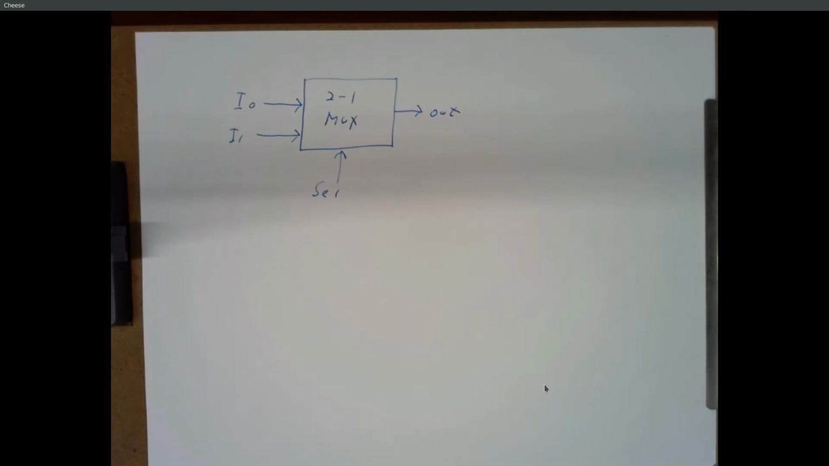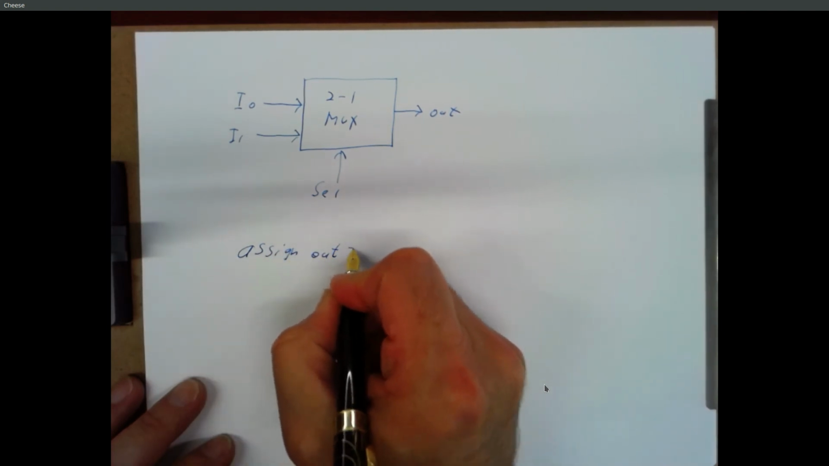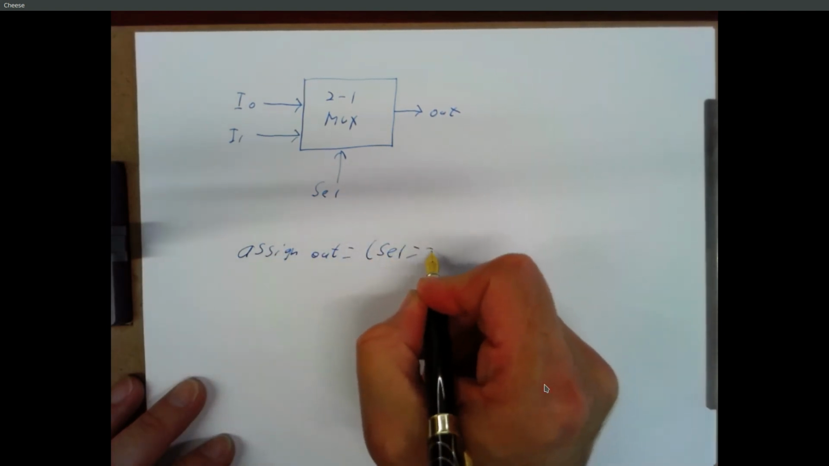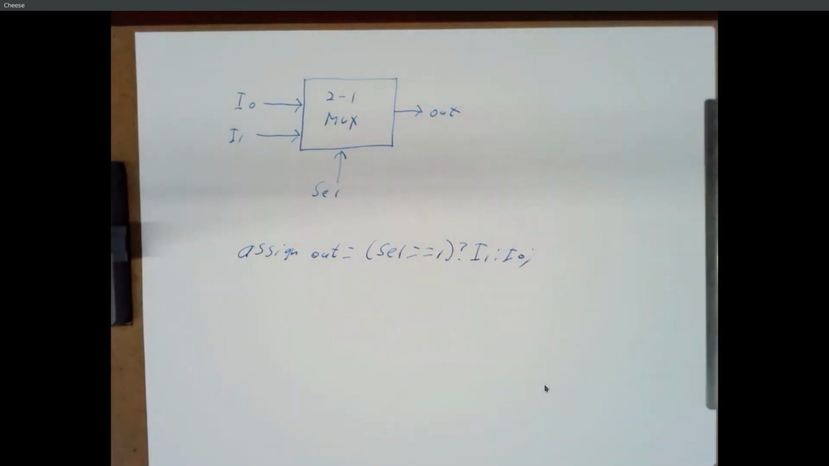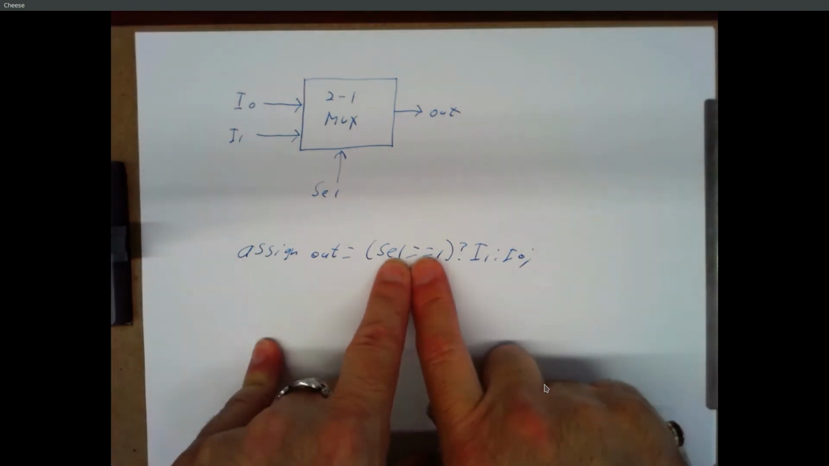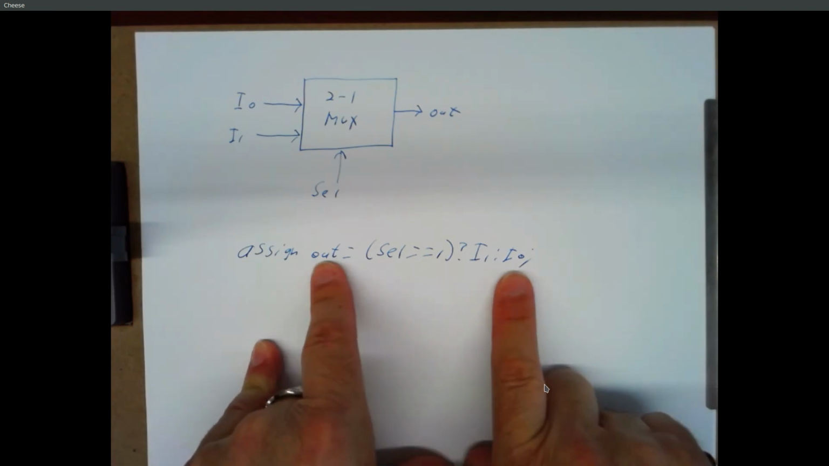And we can write a truth table for that, and we can write equations, and we could simplify them, and then we could do an assign statement, out equals I0 bar and select or blah, blah, blah, right? But we can take advantage of this ternary operator, and we could do something like this. Assign out equals select equals 1, I1 colon I0. And logically this says if select is equal to 1, set out equal to I1. Otherwise, assign out equal to I0.